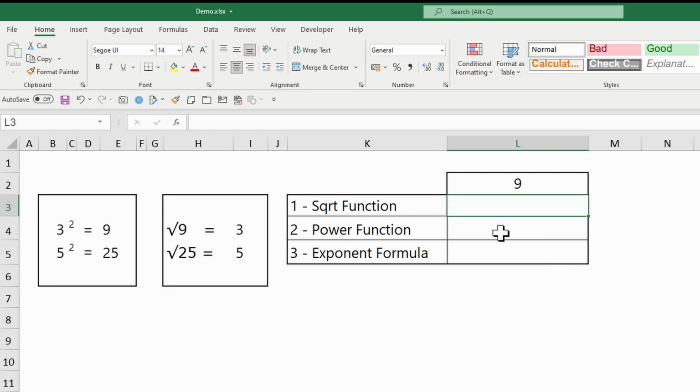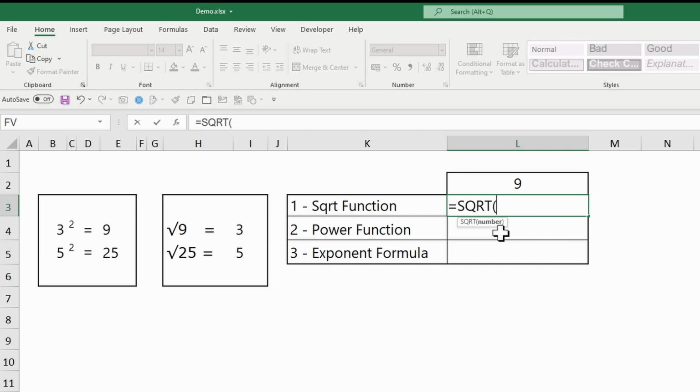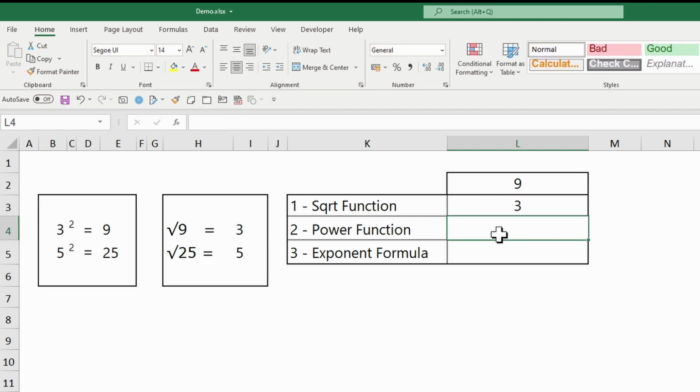The first method to calculate square root in Excel is by using the square root formula. Type in sqrt and press tab. Here you can enter a number or refer to a cell containing the number.